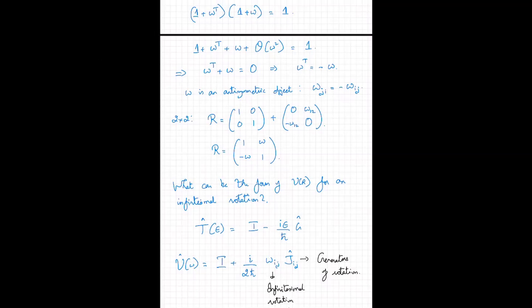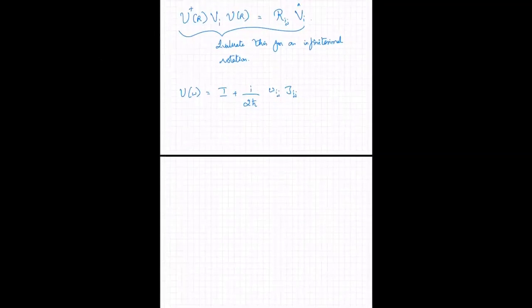Correct. But you said that omega in this U operator is a matrix by itself. No, so omegas are still parameters. The J's are matrices. So the way you understand this is as follows. See, the U is a matrix, agreed? Yes. Okay.